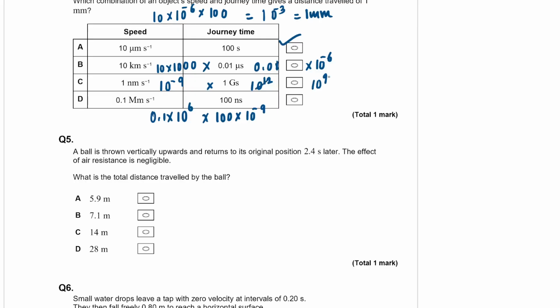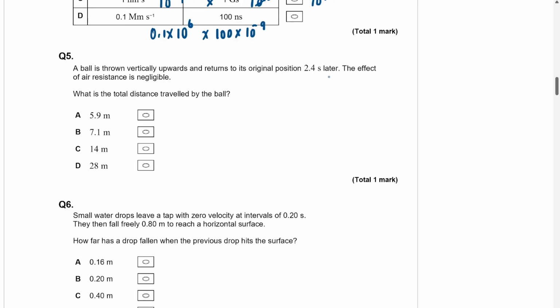Okay. Question number 5. A ball is thrown vertically upwards. So we're throwing the ball vertically upwards. Say, this is not a straight set. If I throw this ball vertically upwards and it returns to its original position.